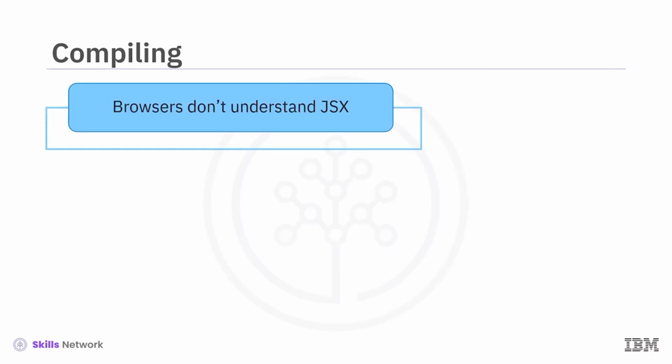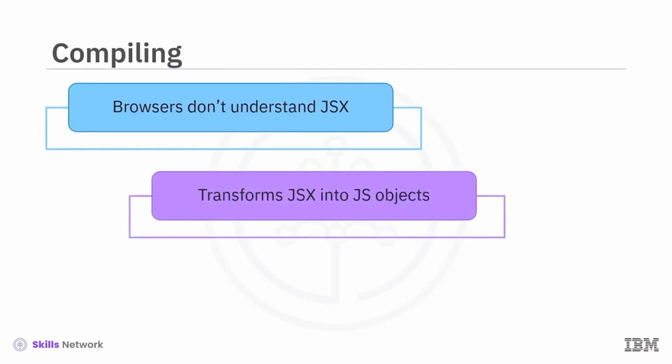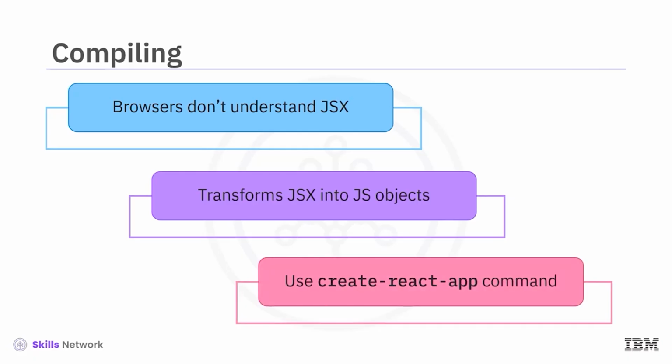Browsers don't understand JSX, so you need to use Babel to compile your JSX code and transform it into standard JavaScript objects. The JavaScript engine then parses these objects. Fortunately, you can use the command create React app to handle the compilation.